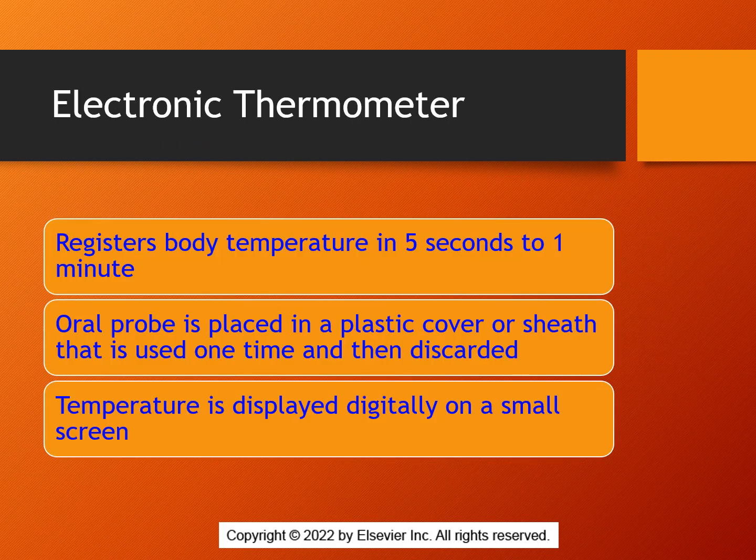All right, electronic, does the body temperature in 5 seconds to 1 minute? Yes. The other ones were saying 3 minutes to 8 minutes versus 5 seconds. I'll take an electronic one any day.